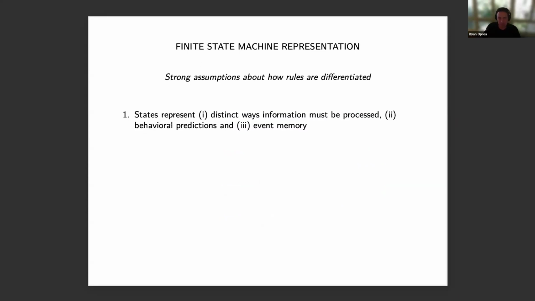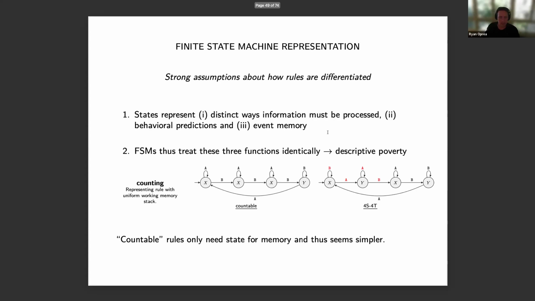In a finite state machine, states represent, as I said, distinct ways information can be processed, behavioral predictions, and event memory of what's happened so far in the rule. These were memories completely described or encoded in the rule using states. So a finite state machine treats these 3 functions identically, and this is a way of describing the descriptive poverty of this very simple 2-ingredient way of describing the complexity of a rule.